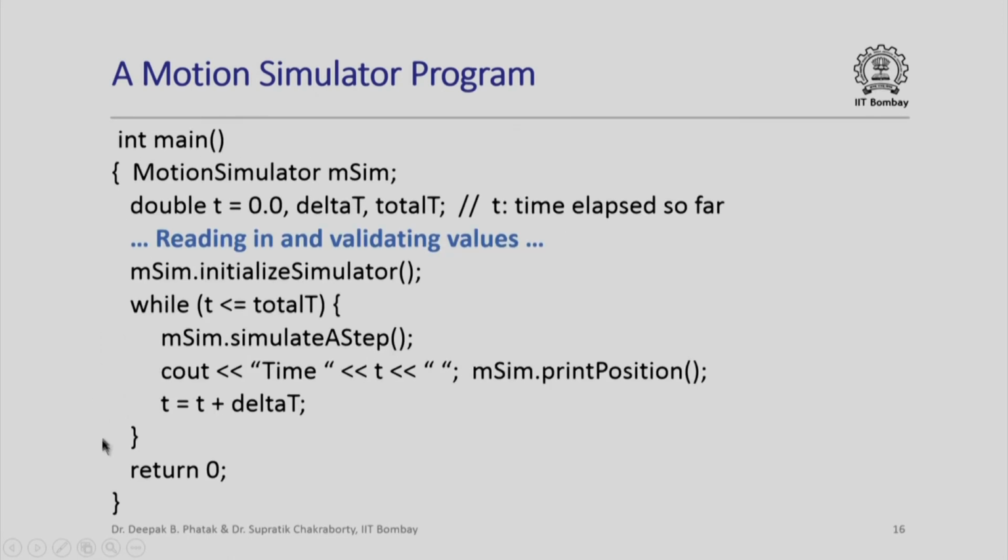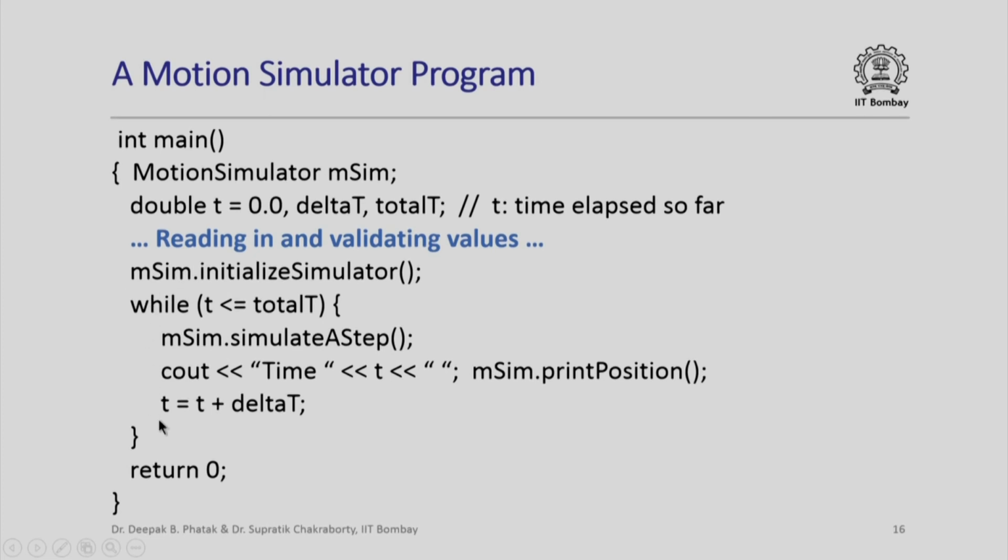So here is how the main program which implements the motion simulator might look using this alternative design. We have declared the variable msim of type motion simulator, we have these different time quantities, and then after reading in and validating the values for the initial velocity, acceleration, initial position, delta t and total t, we are going to call this member function initialize simulator of msim, which is an object of type motion simulator. And recall that what initialize simulator does is it simply copies the initial position and the initial velocity of this object to the members current position and current velocity of the same object.